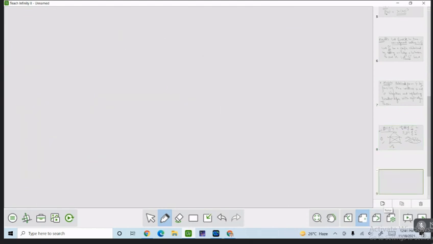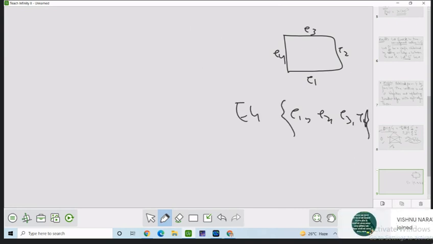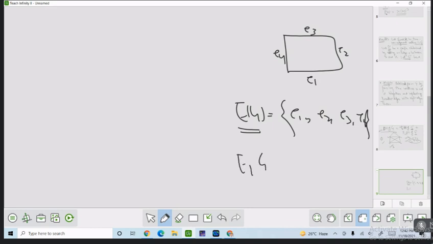Suppose I take a collection of some edges. For example, I take this graph, it has edges E1, E2, E3 and E4. Clear? So this set has edges E1, E2, E3 and E4. I can write this one this way. Okay, this is the set of edges. In this set of edges, I collect some edges.